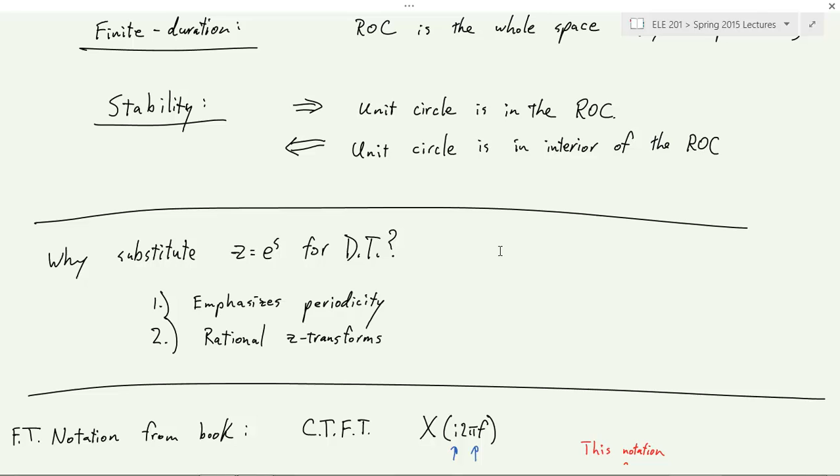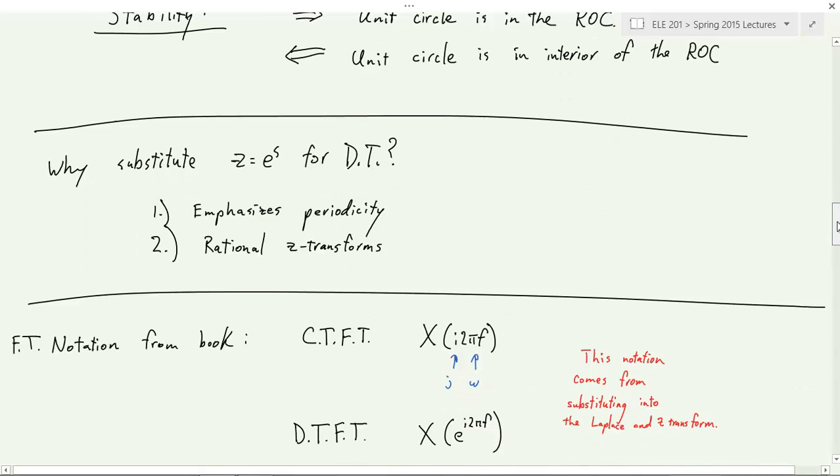Okay, but a more important reason for this substitution is that the systems we care to analyze will have rational z transforms. So it's going to be very nice. The systems we care about, if they're continuous time, are going to have a rational Laplace transform. If they're discrete time systems, they're going to have a rational z transform. This is only true because of the definitions we're using for Laplace transform and z transform.